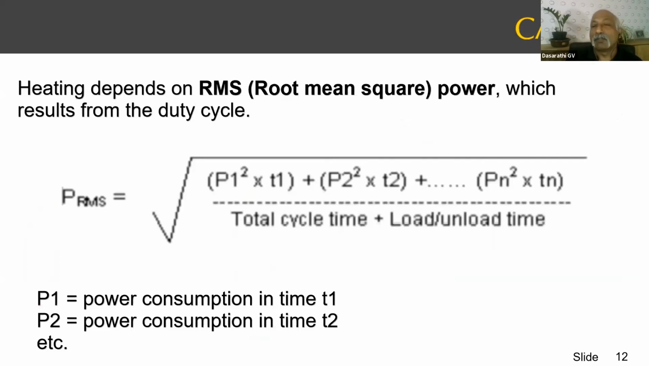You could have a machine which is only doing finish turning on aluminum, where your power is very low, and the time taken to do the finish turning is also very less. So your duty cycle, what actually finally results in heating, is something called the root mean square power.